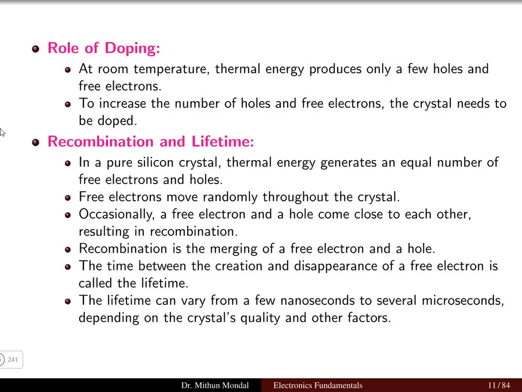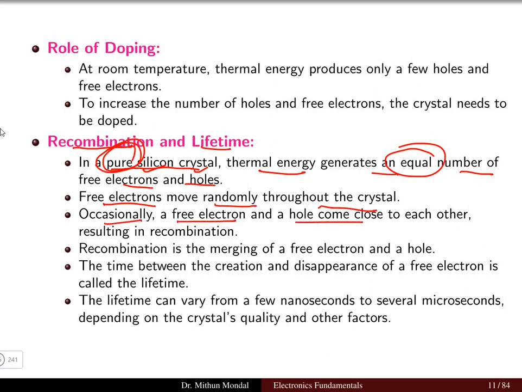Now, what is recombination and lifetime? When we talk about a pure silicon crystal, the thermal energy generates an equal number of free electrons and holes. So if the semiconductor is pure, the electrons and holes will be in equal number, and these free electrons move randomly throughout the crystal. So occasionally a free electron and a hole come close to each other and there is a recombination. So electrons, which are negative charge particles, and holes, which are positive charge particles, recombine because of coming near each other.